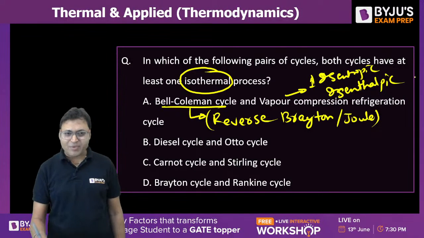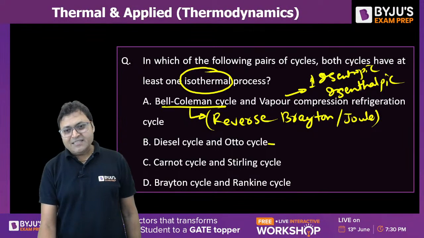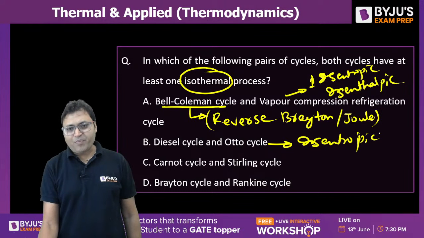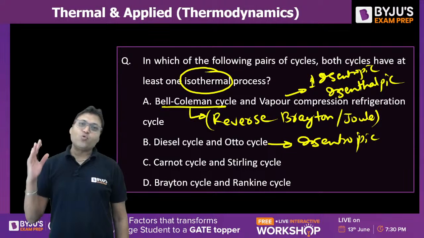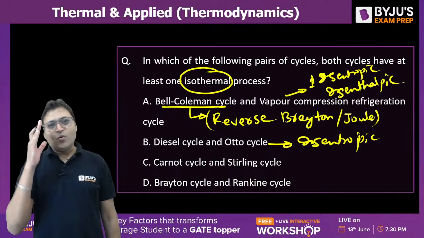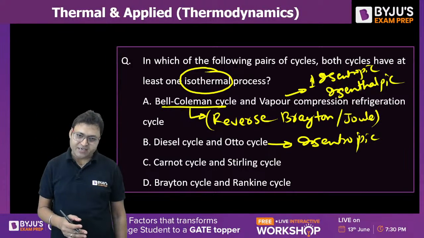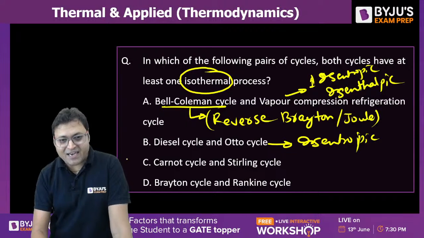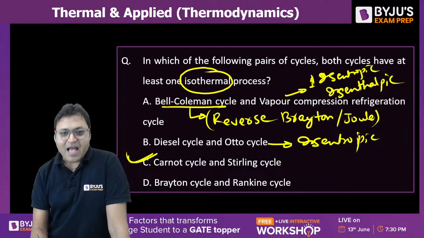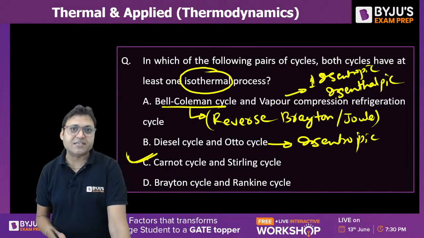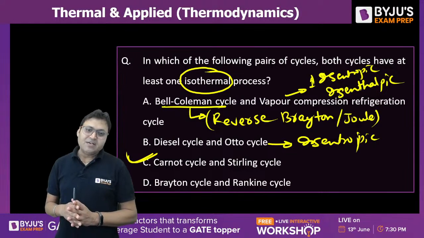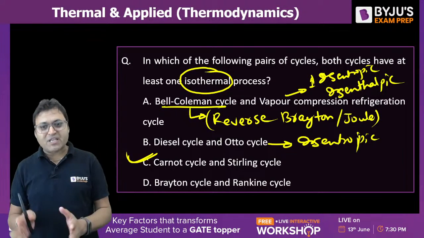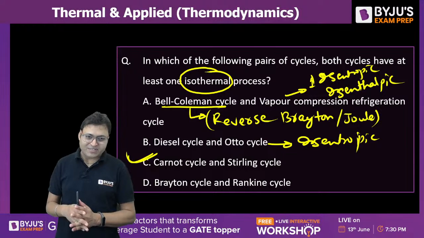There is no isothermal. Diesel and Otto cycles have isentropic processes only. Otto cycle: two isentropic and two constant volume. Diesel cycle: two isentropic, one isobaric and one isochoric. Carnot cycle consists of two isothermal processes and two reversible adiabatic processes. Stirling cycle consists of two isothermal and two constant volume processes.